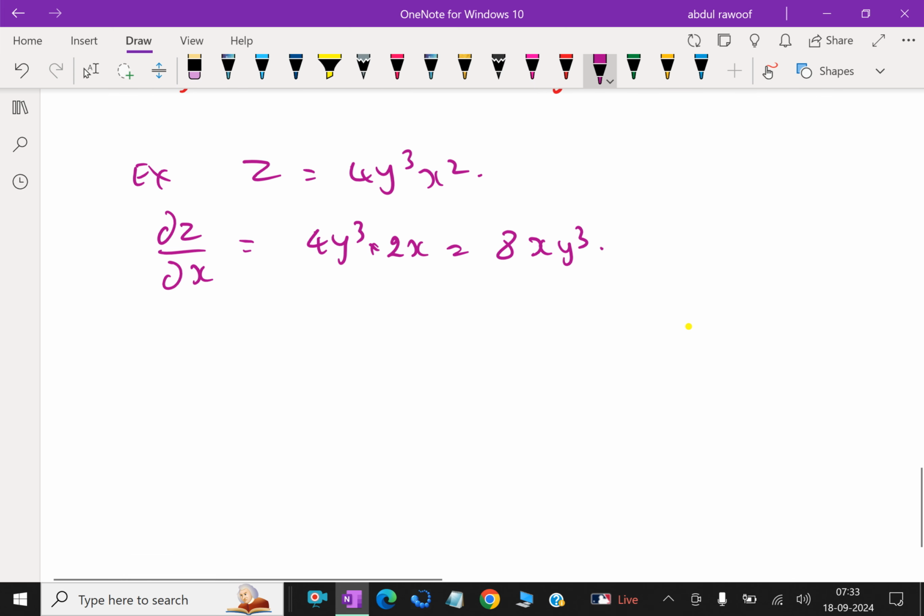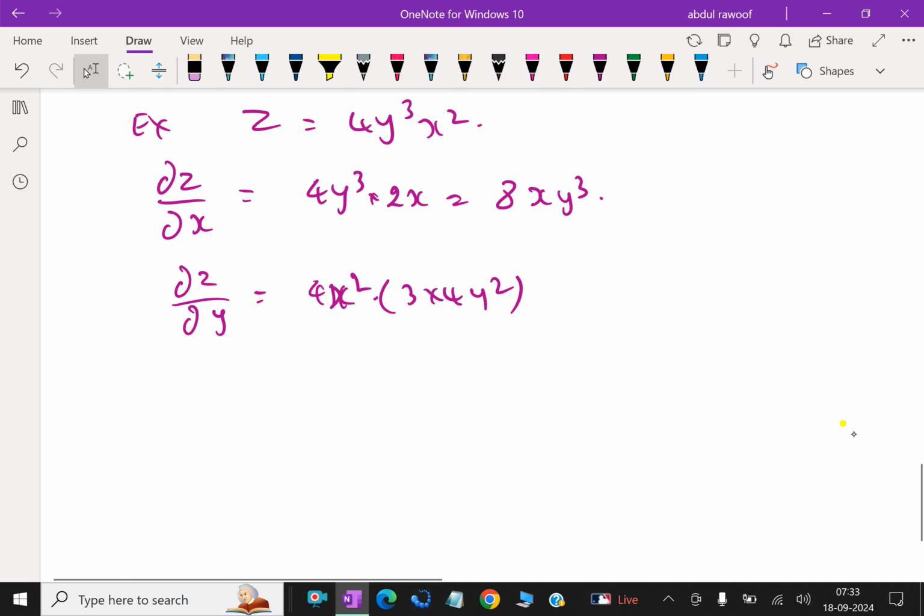Then the same for dou z by dou y, which means other than y, other things are kept constant. That is, 4x squared is the constant here. Then the derivative of y cube is 3y squared, which gives finally 4 into 3 is 12, 12 into 4 is 48x square y square.